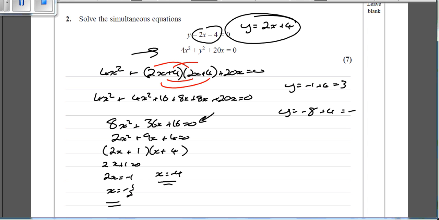And then again, for the sake of clarity, write down x equals minus 1/2, and then y equals 3. X equals minus 4, y equals minus 4. And that's it. That's the simultaneous equations questions done.